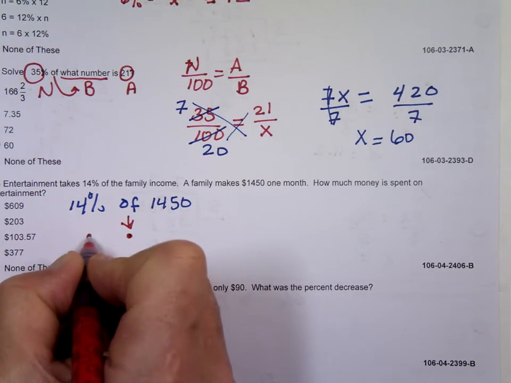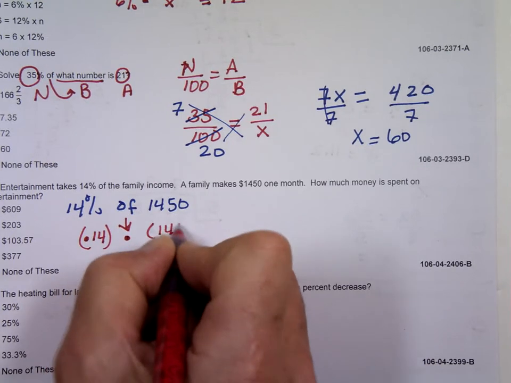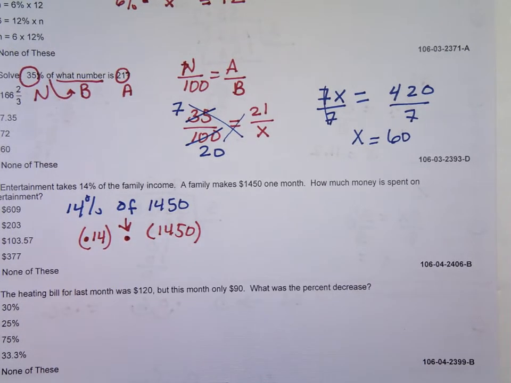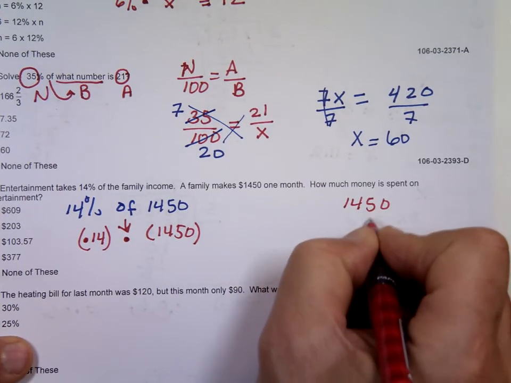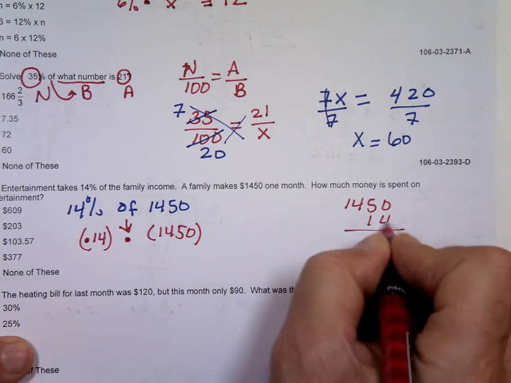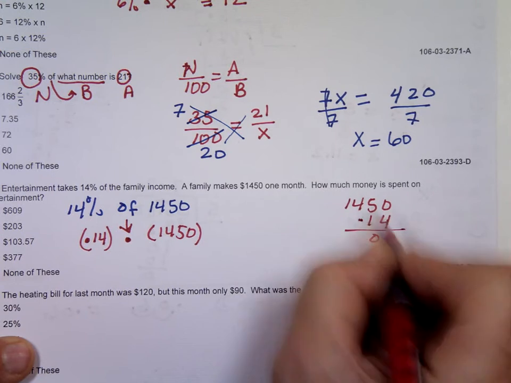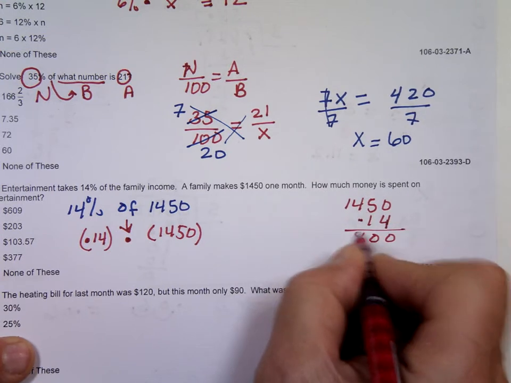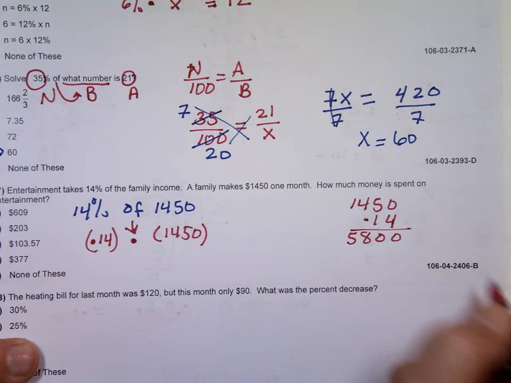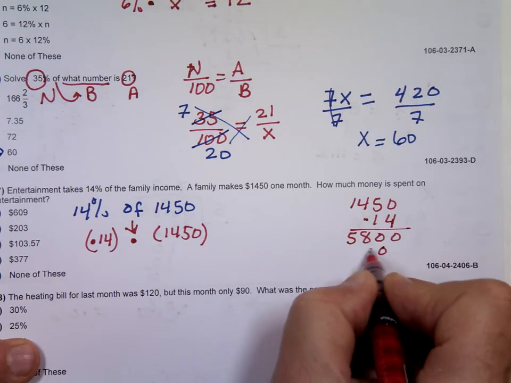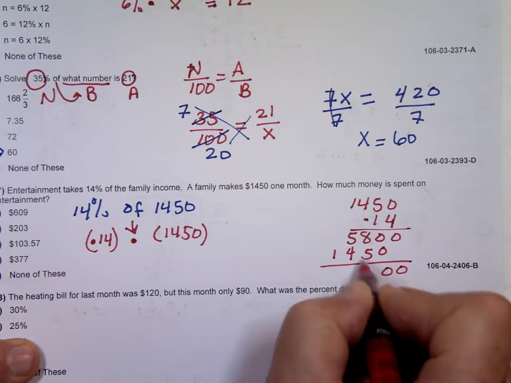14% is 0.14 times the $14.50. Let's do the math and see what the answer is. Four times 0 is 0, 4 times 5 is 20, 0 carry 2, 4 times 4 is 16, 18, 8 carry 1, 4 times 1 is 4, and 1 is 5. 1 times 0 is 0, 1 times 5, 1 times 4, 1 times 1. 0, 0, 5 and 8, 13.